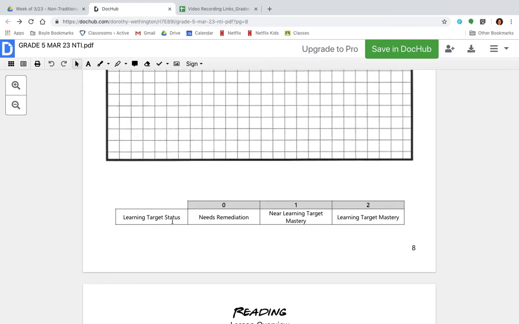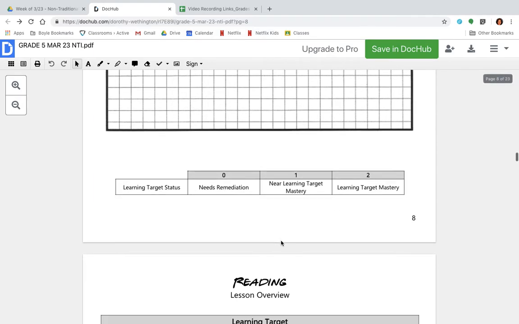The learning target status is 0, needs remediation. 1 is you're near the learning target mastery, and 2 is your learning target mastery.